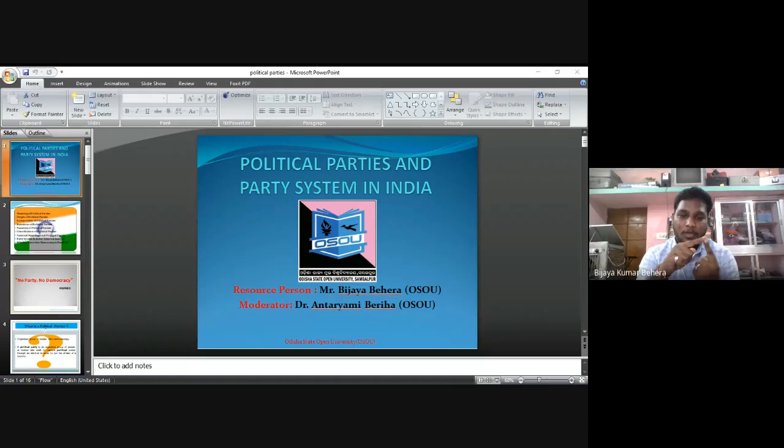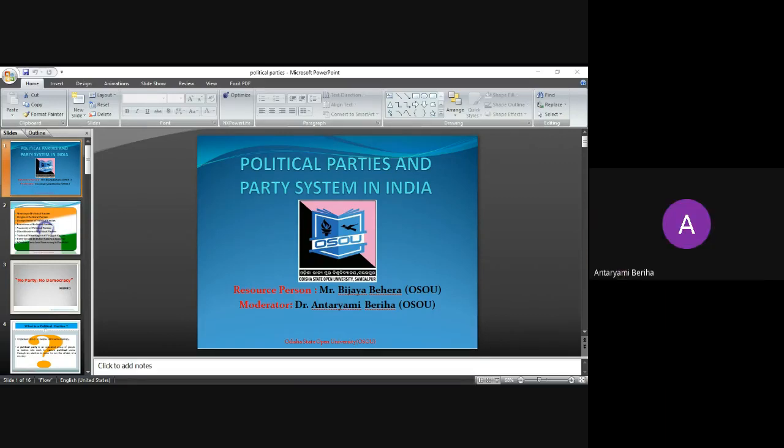What is one party? Where there is only one political party. Write a sentence: where there is only one political party, that is known as one party system. Give an example. Next, two political parties. Where there are only two political parties, that is known as bi-party system. Give an example. Next, multi-party system. What is multi-party system? Where there are more than two political parties, that is known as multi-party system. In a country where there are more than two political parties, that is called a multi-party or multi-party political system. And then give an example of India. Am I right, sir? Yes, absolutely.